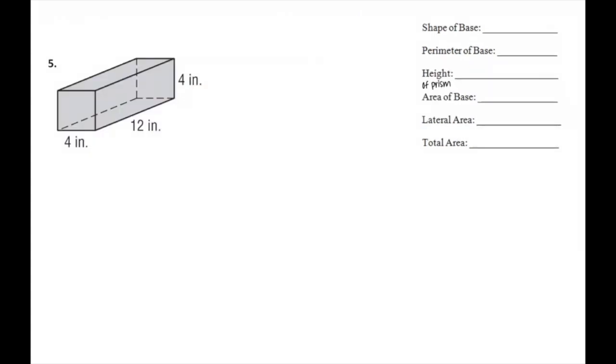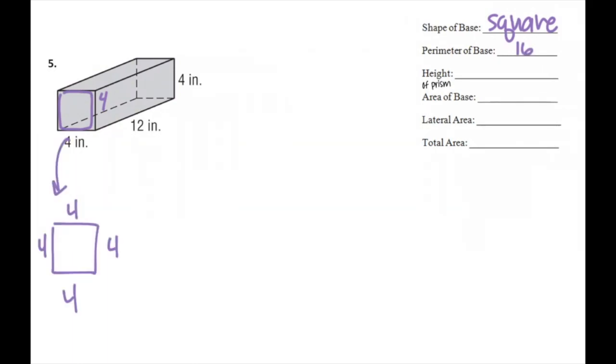All right, number 5, shape of the base. What is the shape of the base? It's a square. Notice how this is 4 and this is 4. Right? These are the same, must be the same length. So that means that this is a square, 4 and 4. So the perimeter of the base is 16, right? Add up all those sides, 16. The height of the prism, not the height of the square, but the height of the prism is 12.